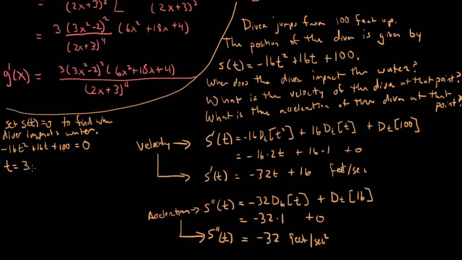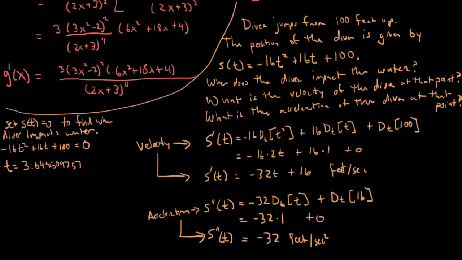So t equals 3.04950977577. Okay? So there's the time when the diver impacts the water. So he jumps off the diving board 100 feet up. Maybe he's a cliff diver, so it's not a diving board, it's 100 feet up. And it takes a little over 3 seconds to impact the water.